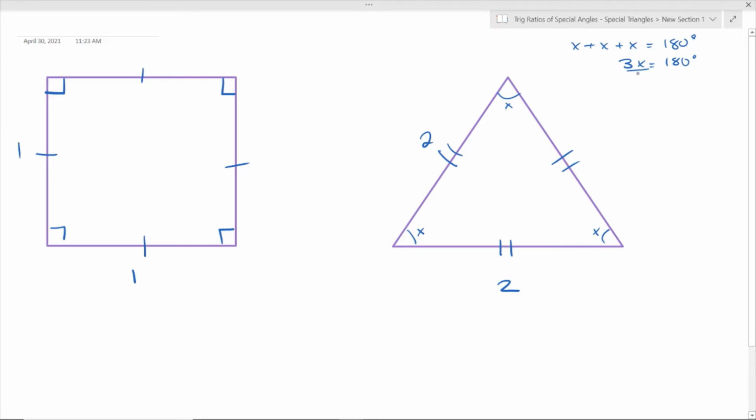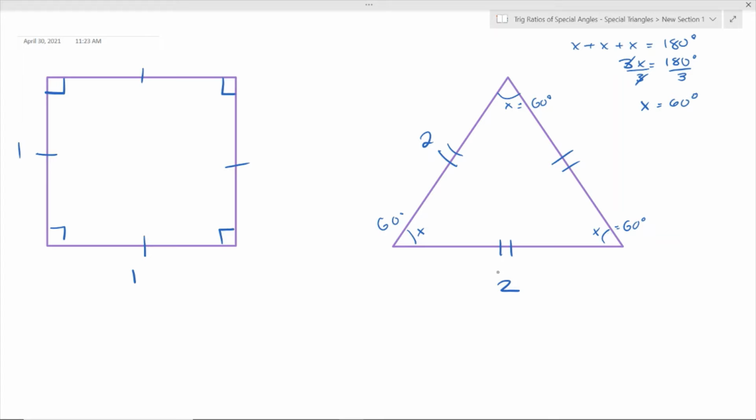And then if we divide this by 3 to solve for x, right? Solving the equation, solving for an unknown, this will cancel and x will be equal to 60 degrees. So this will be 60 degrees, this will be 60 degrees, and so will this be 60 degrees. So x is equal to 60 degrees here, and x here is also equal to 60 degrees.